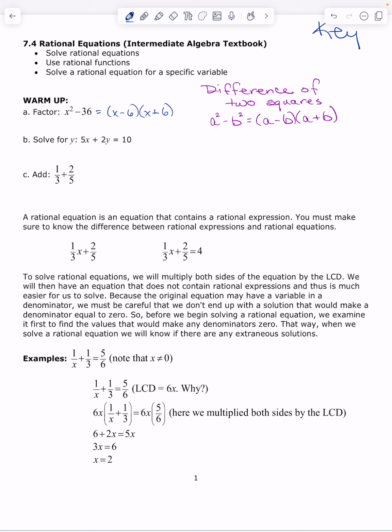Okay. Second one asks you to solve for y, which means we want to get y by itself. We're going to start by getting rid of the 5x. I cannot combine the 10 and the 5x. 10 is a constant. The 5x has a variable part.